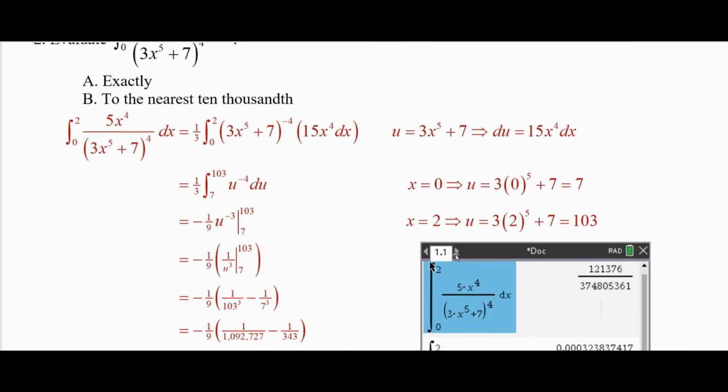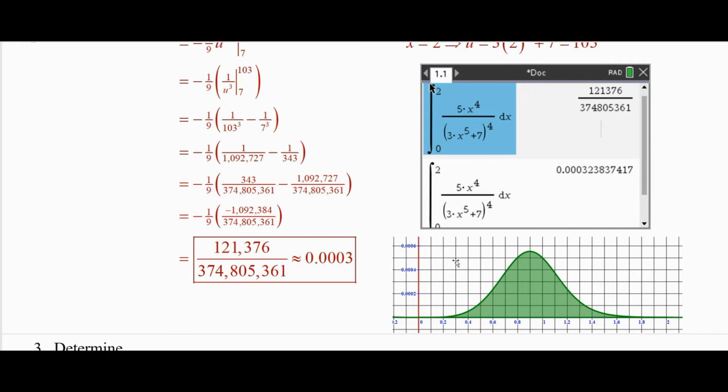Graphically, what is this? We're going from 0 to 2, which is right here, and then going out to right here, and we're talking about an area under this curve, and that's what the curve looks like. Notice we had to zoom in pretty closely here. It's really small. So it's a really small area.